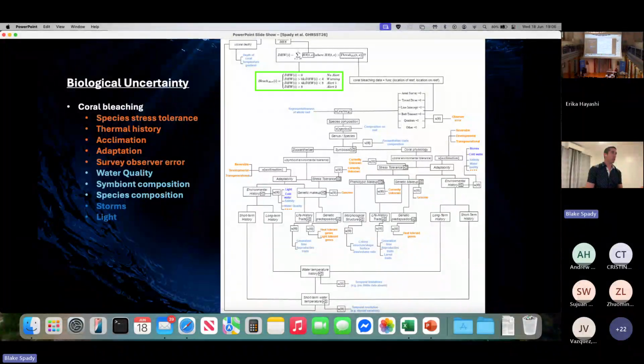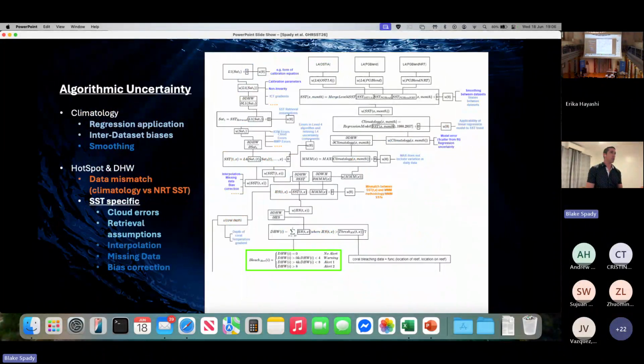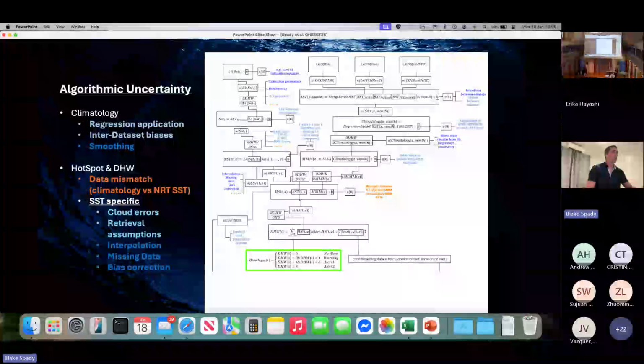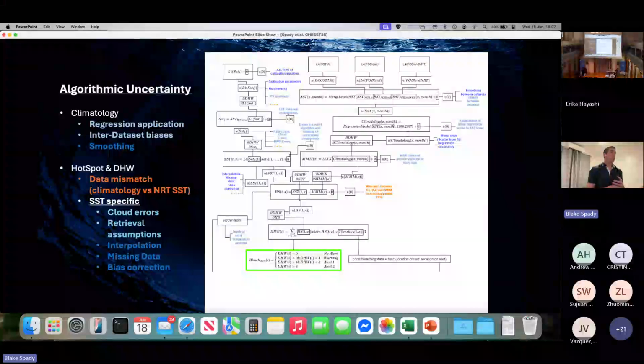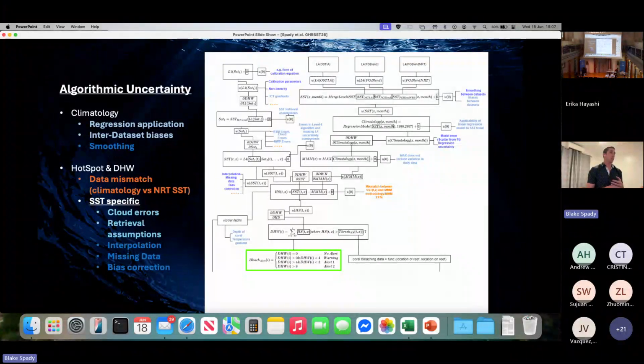However, if we look at the northern half of this tree, we're now looking at essentially the DHW algorithm. And while there's not necessarily less uncertainty here, the uncertainties that are here, you'll notice, are far fewer orange text here. So these are uncertainties that we have a better handle on. We have a better ability to start to investigate these. And if you stared at this quite a bit longer, you might notice that most, if not all, of these uncertainties here are kind of SST specific.